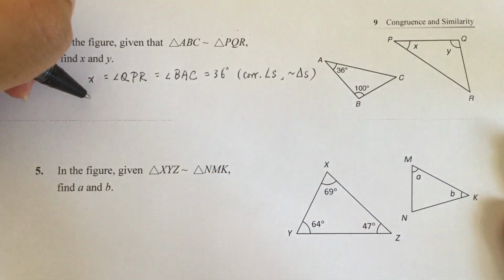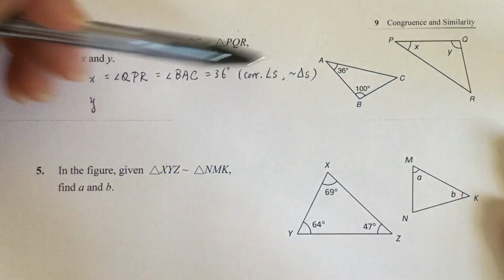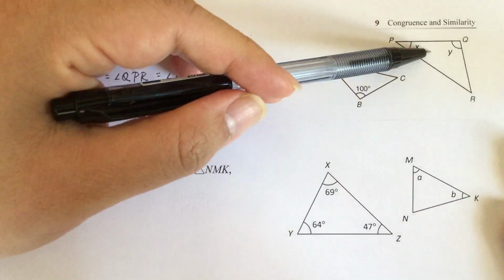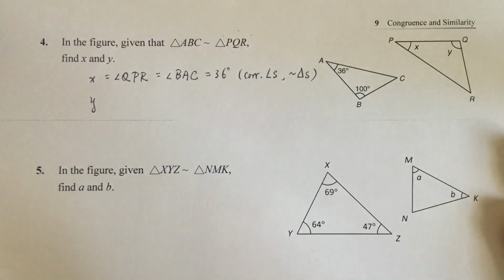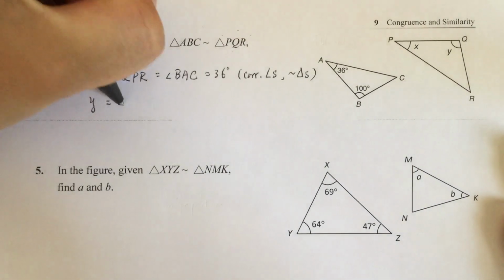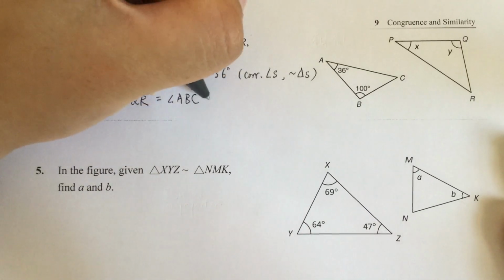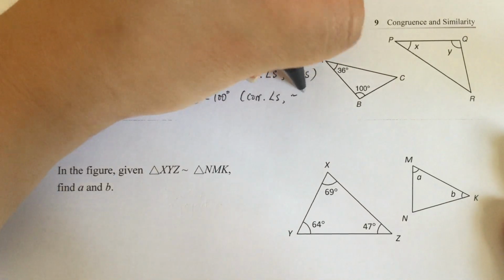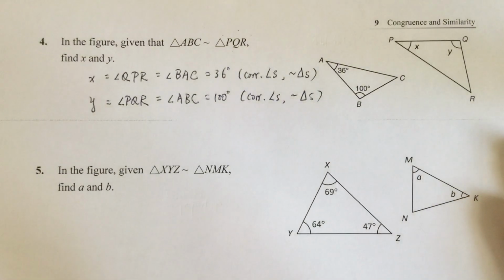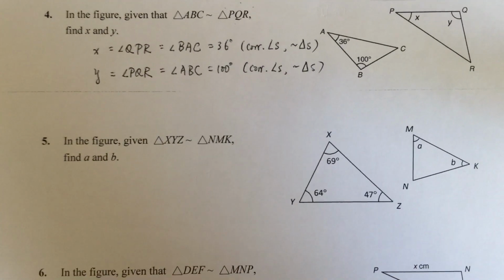And for Y, we are going to find out the 100 degrees, because this is angle ABC. Y is PQR, so that directly is ABC, and ABC is 100 degrees. So Y will be equal to angle PQR, and directly equal to ABC, and equal to 100 degrees. So this one is corresponding angles, similar triangles. So we solve the problem directly here. Okay, this is question 4. So why don't you do question 5 by yourself in 15 seconds first?